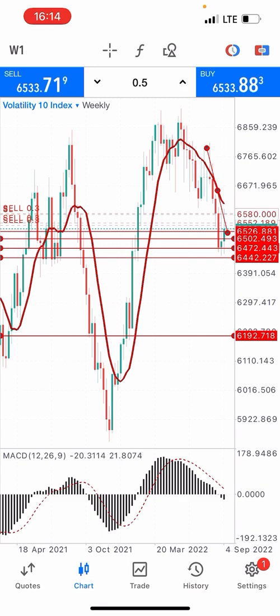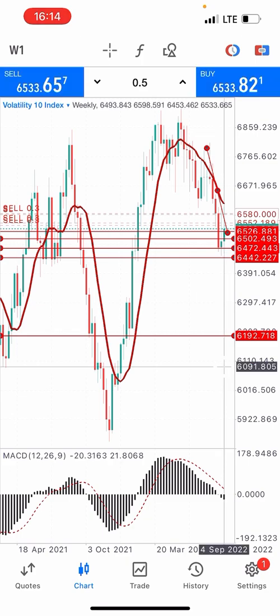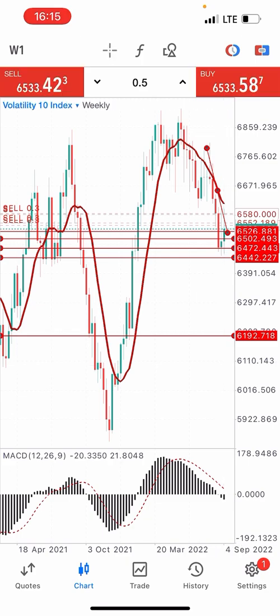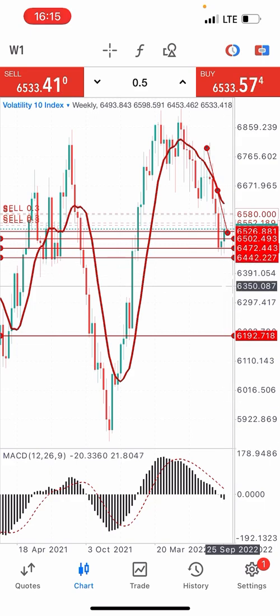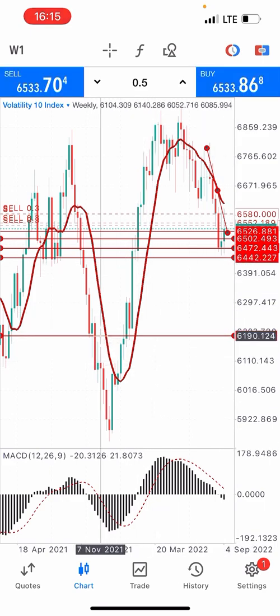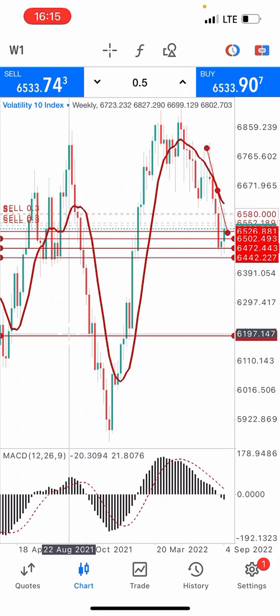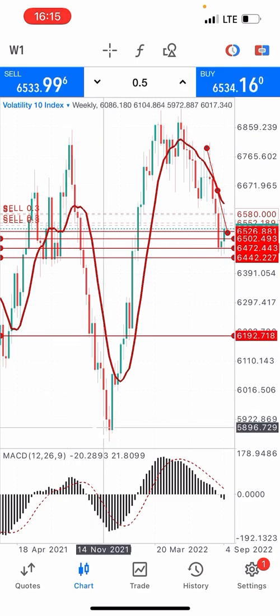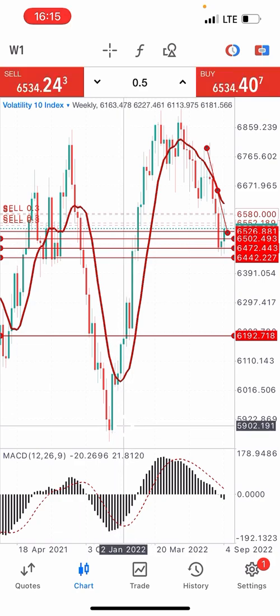Okay, so let's talk about why we're here. I did an analysis before telling you guys that volatility 10 index was going to make a massive move to the downside. That is where we're making this level as our first target, and then finally this previous all-time low as our final target for this trade.